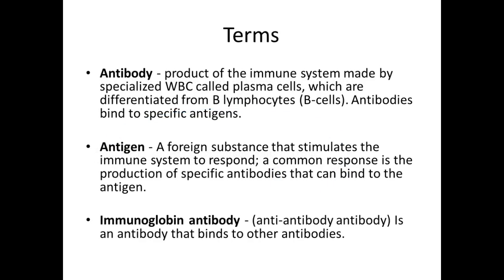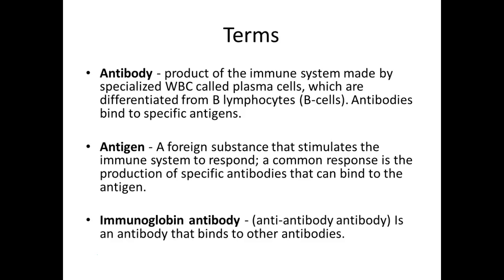So what is an antibody? It's a product of your immune system made by specialized white blood cells called plasma cells, which are derived from B lymphocytes, or just B cells for short. Each antibody that's produced is specific to a specific antigen. So what's an antigen? An antigen is a foreign substance that stimulates your immune system to mount a response. One of the most common responses is the production of antibodies, though not the only response. Those of you in lecture know T cells and all that fun stuff.